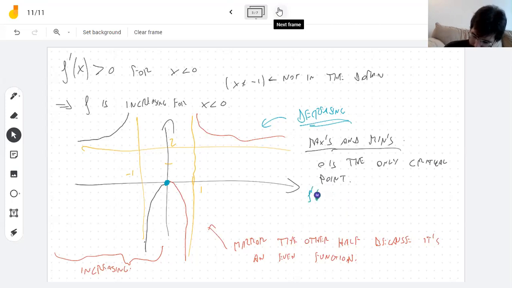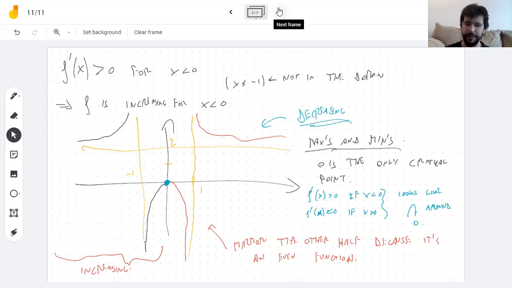So the function is increasing to the left, and it's decreasing to the right. So the function looks like an upside down parabola. That's a relative maximum point. This is the summit of the graph. So the graph is the black curve. And around zero, this is the highest point. So it's a relative maximum. So sorry, you both got it wrong.